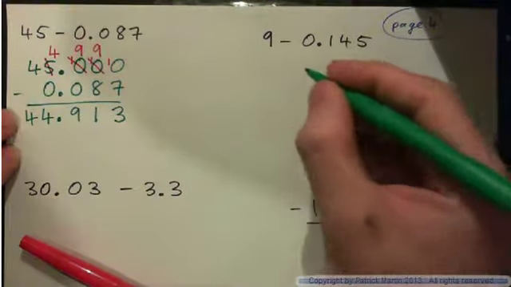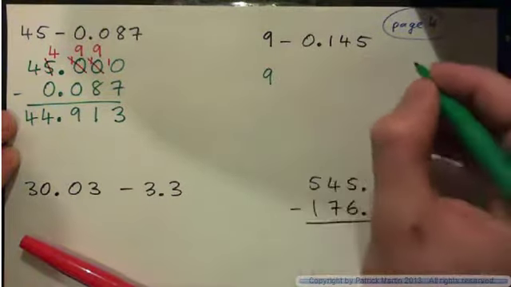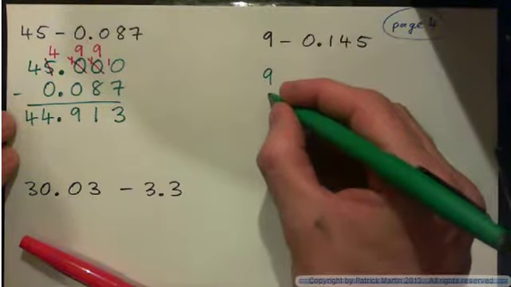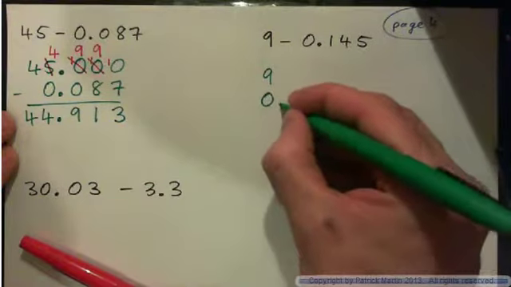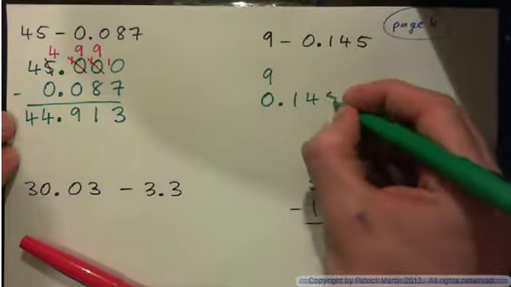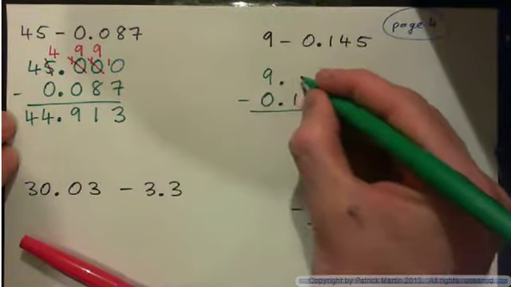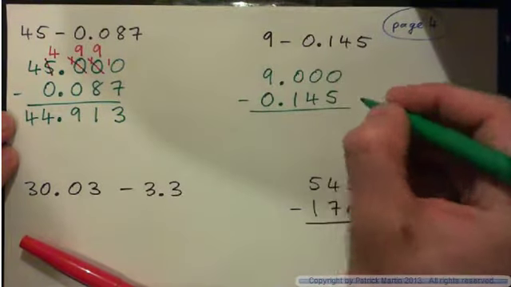Okay, now I'll try it slowly so you can keep up, and by all means try and race me. Do it faster than me if you can. So you've got 9, and then this is 0.145 we're subtracting, but I must turn the 9 into 9.000, right?